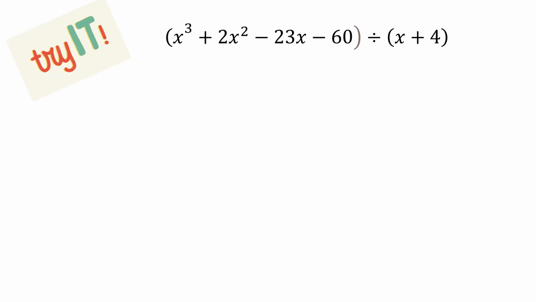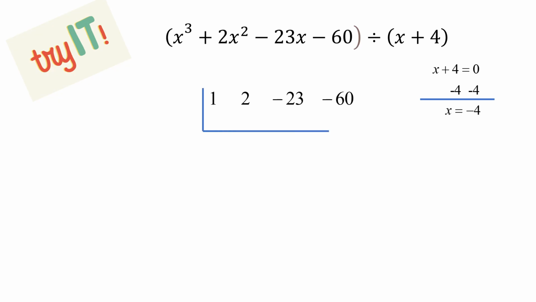All right, why don't you put the video on pause, and I'll go through this one with you in a moment. All right, so I have x equals negative 4. You're going to put your coefficients down: 1, 3, 2, negative 3, negative 60. I'm going to divide by negative 4. You're going to bring down the 1. You're going to multiply. You're going to add. You're going to multiply. You're going to add. You're going to multiply. And you're going to add.